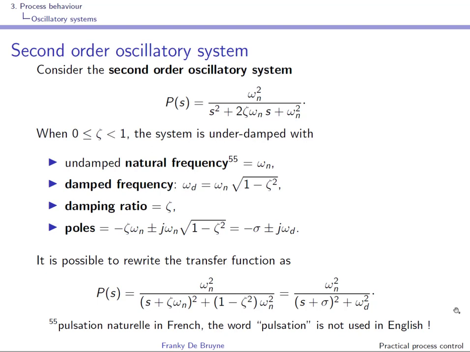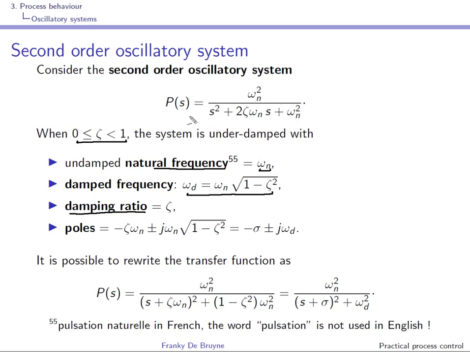Well, the next system is the second order oscillatory system. Transfer function with complex conjugate poles if zeta, here the damping ratio, is between 0 and 1. This is a system that you have encountered in the course of my colleague David Rouchard, Fundamentals of Control Theory, right? Omega n is the natural frequency, right? And the damped natural frequency is defined as follows.